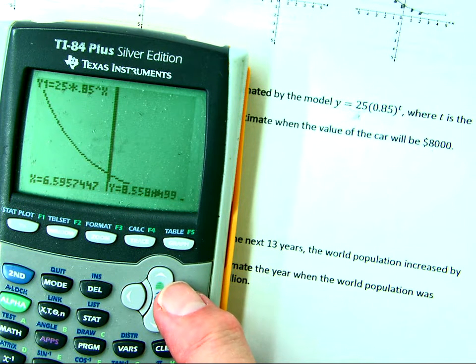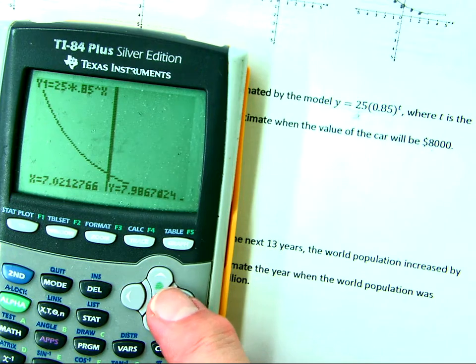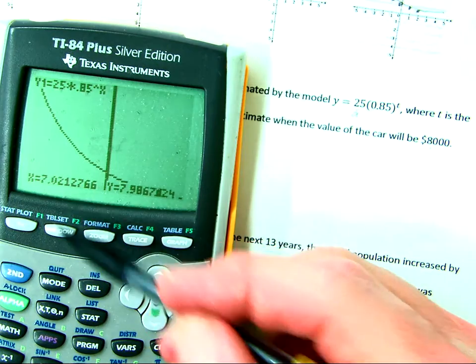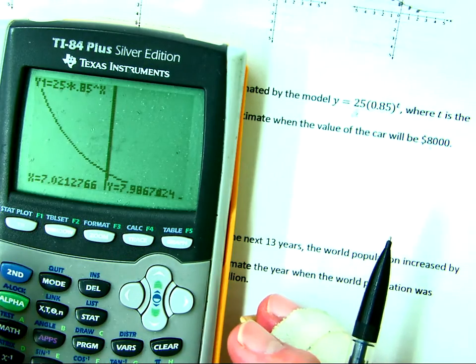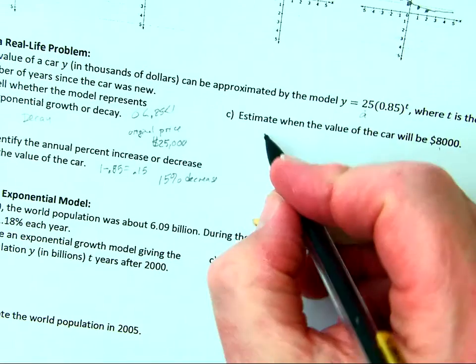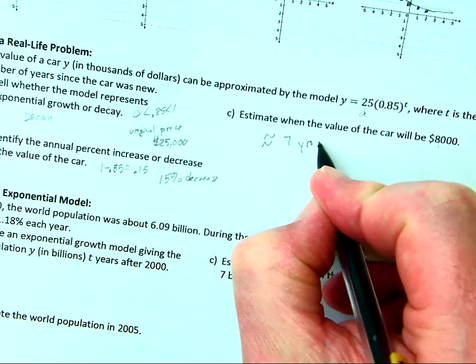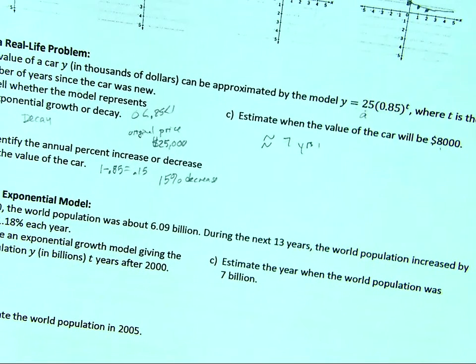If you look at the y values here, I'm at 8.55, 8.26, 7.98. So we're a little past 8. Well, that's pretty close to 8, 7.98. It says my x value is 7.02. So that's approximately 7 years. That's how you do it on there.